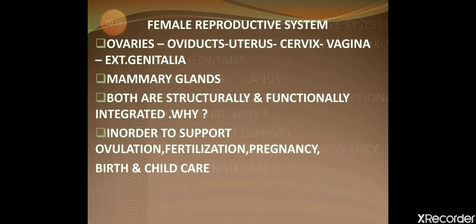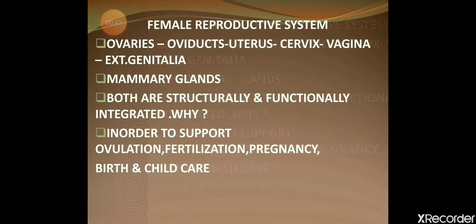As we saw earlier, that system consists of the primary female sex organ, that is ovaries, followed by accessory ducts and external genitalia. When we say accessory ducts, that includes oviduct, uterus, cervix, vagina. All these four parts constitute accessory ducts. This oviduct can also be called as fallopian tube. Next one is the mammary glands.